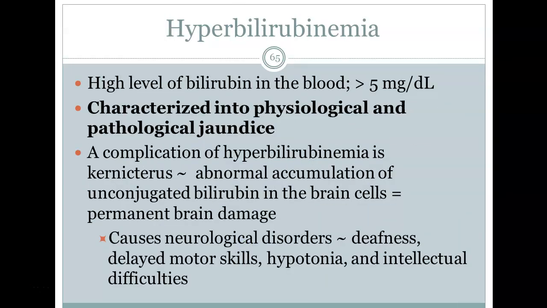And then again, we're going to touch on hyperbilirubinemia, which I know we talked about a lot in the normal newborn. That's that high level of bilirubin in the blood, usually over that 5 milligrams, specifically in that first 24 hours. It's characterized into the physiological and the pathological jaundices that we talked about, the two types. And a complication of hyperbilirubinemia is kernicterus, which is abnormal accumulation of unconjugated bilirubin in the brain cells, and that can lead to permanent brain damage.